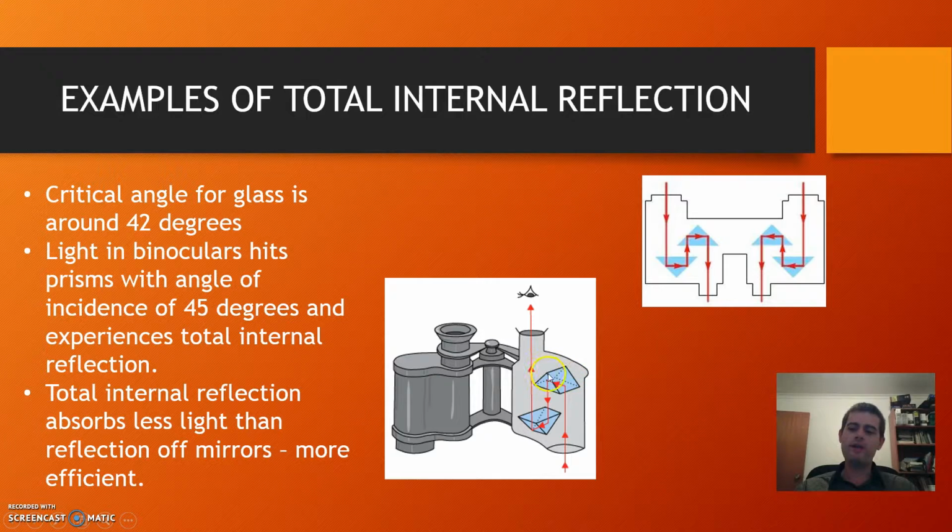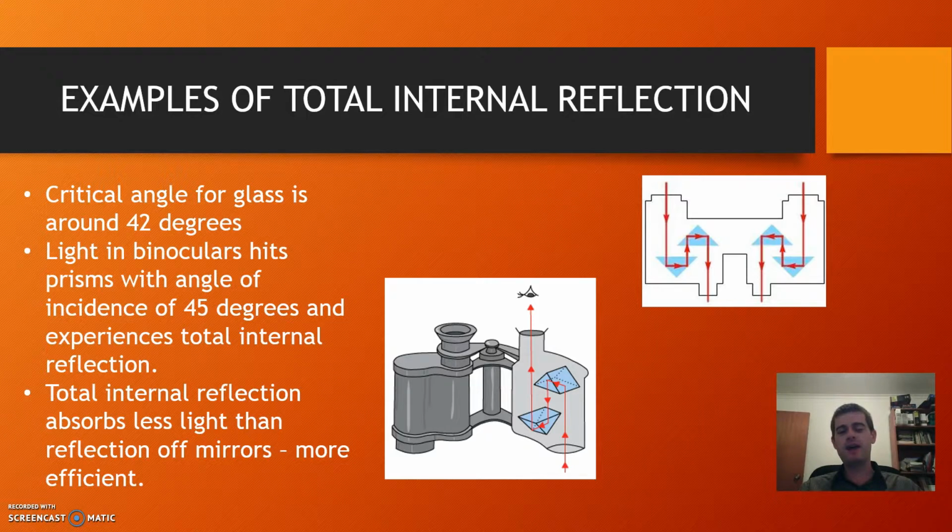Now, the reason we use these glass prisms to reflect light and not a mirror is because it turns out that when light reflects off a mirror, you never get 100% of the light being reflected. Some of that light will always be absorbed by the mirror. Whereas if you get the total internal reflection correct, you get the angle just right, then total internal reflection will always reflect exactly 100% of the light. So it's much, much, much more efficient to reflect light using total internal reflection than it is to use something like a mirror.